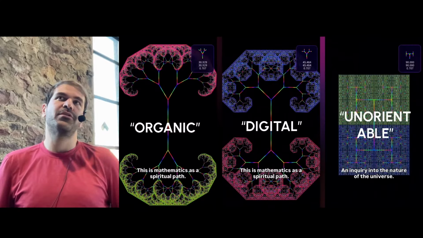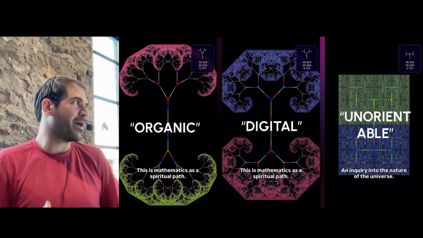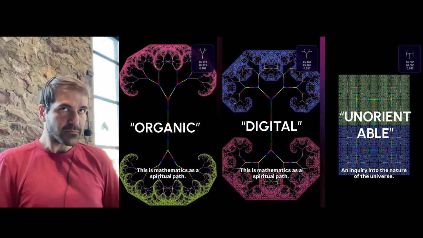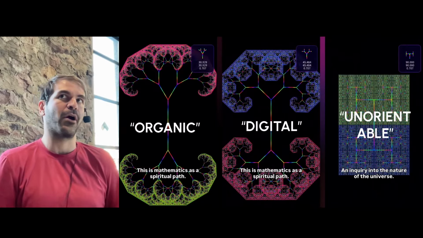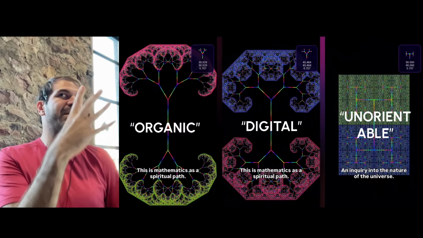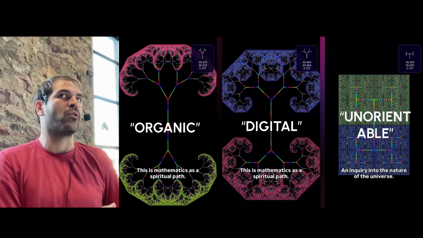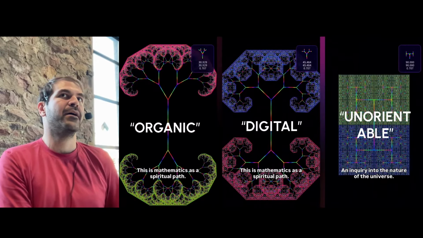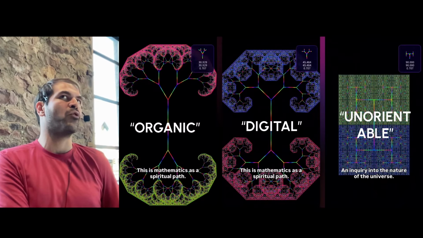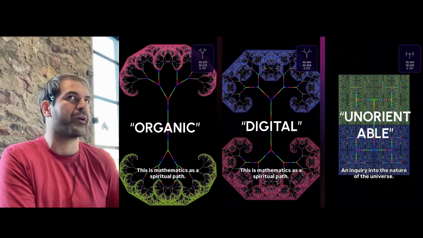So we're looking at how something can be a representation of mathematics as a spiritual path. Again, that encryptive and decryptive nature of self-knowledge, like in the parable of the prodigal son. One looks organic because it looks like trees and like nature. One is digital because it looks like circuits and logic gates and binary. And another is completely unorientable because it's a recursive maze that doesn't have a start or an end or an orientation of any sort.